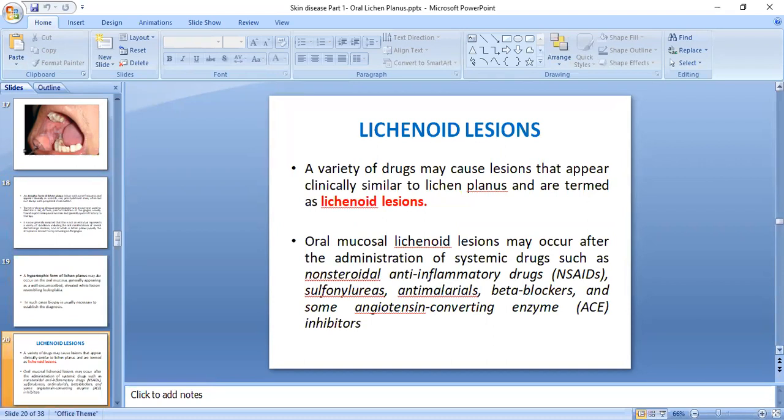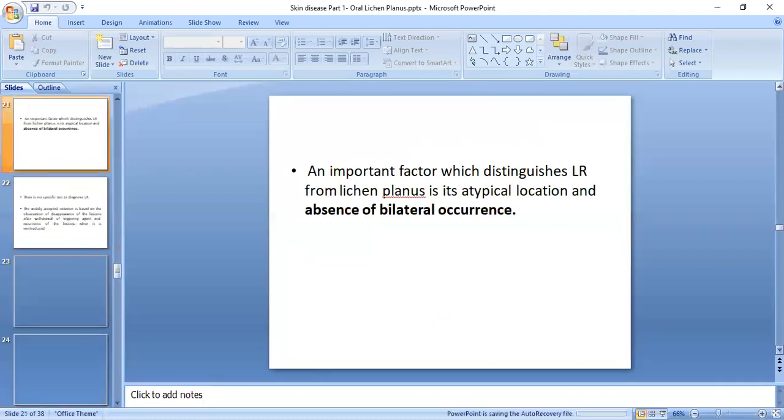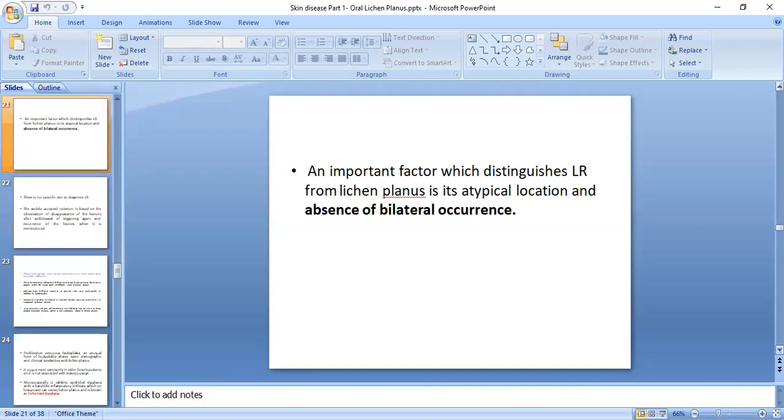Next, we come to lichenoid lesions. What are they? These are the lesions which are caused by a variety of drugs. And what are those drugs involved? Non-steroidal anti-inflammatory drugs, sulfonylureas, anti-malarials, beta blockers, and some angiotensin converting enzyme inhibitors are involved in such lesions. An important factor which distinguishes lichenoid reaction from lichen planus is its atypical location and absence of bilateral occurrence. So it is making a difference here.